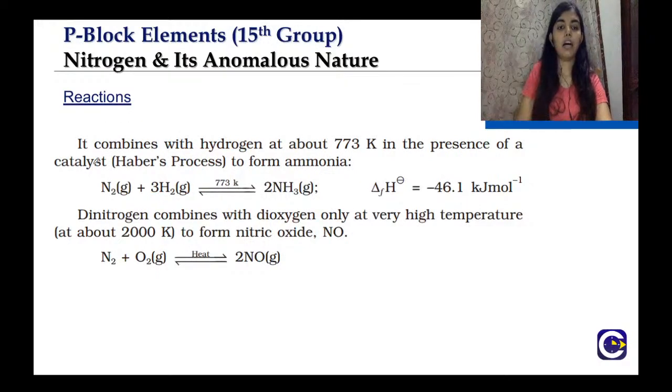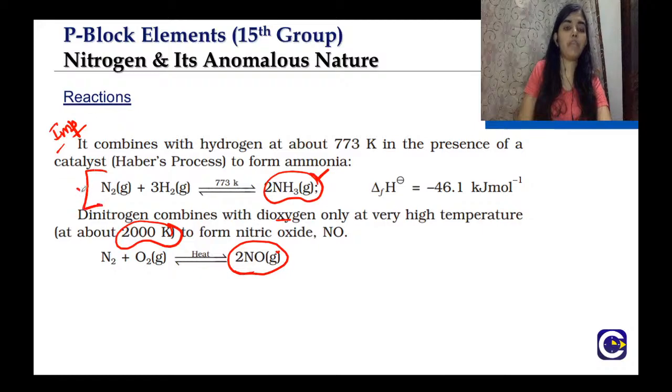Next, a very important process of dinitrogen is that dinitrogen combines with hydrogen, which is known as Haber's process, to give ammonia gas. Dinitrogen also combines with dioxygen at a very high temperature, about 2000 Kelvin, to form nitric oxide. So this Haber's process is very important from the examination point of view.